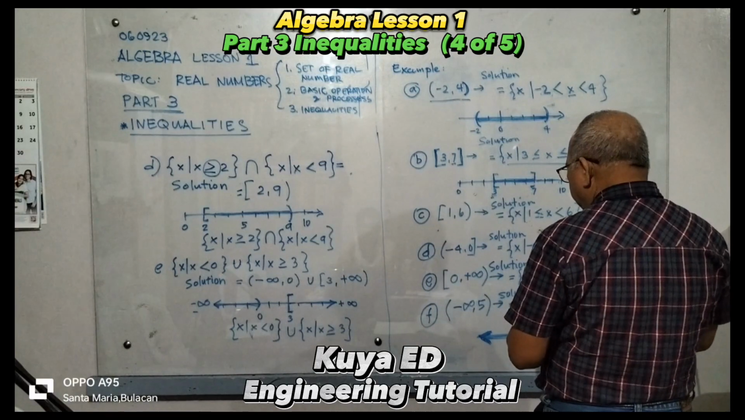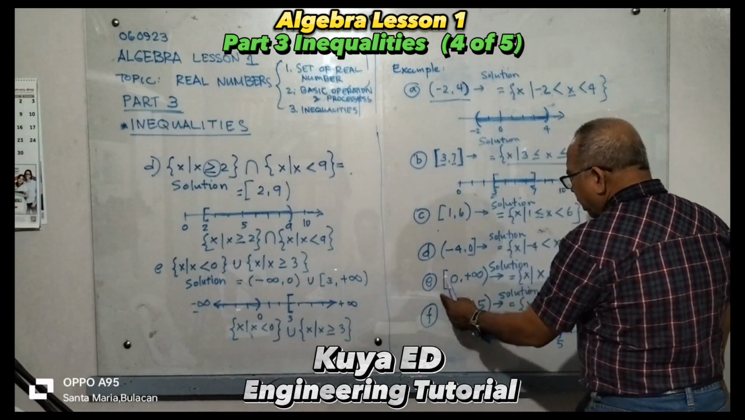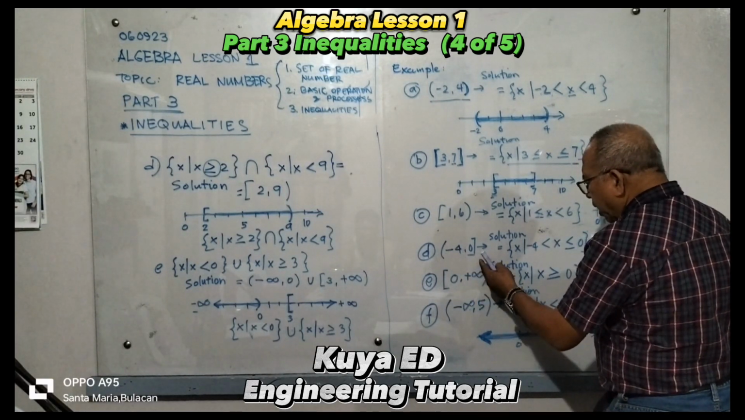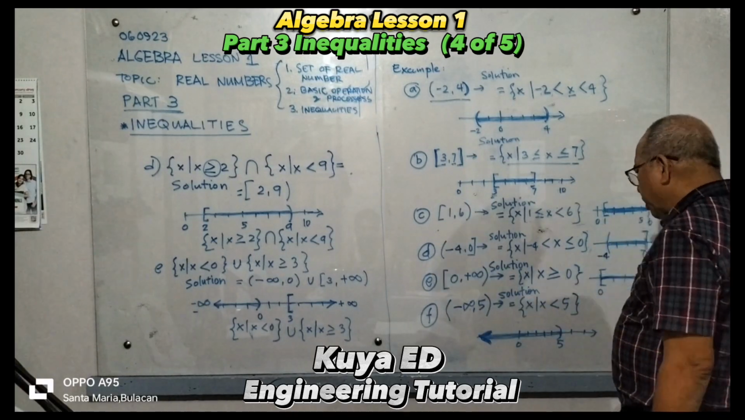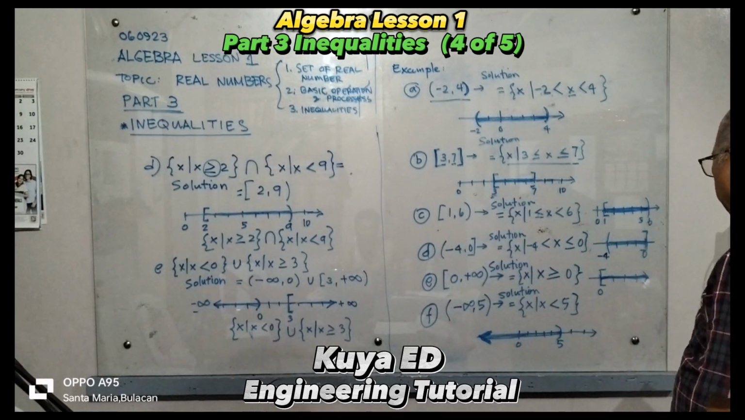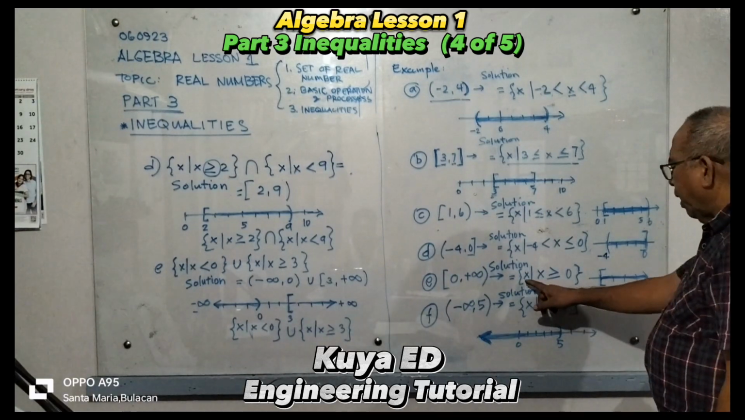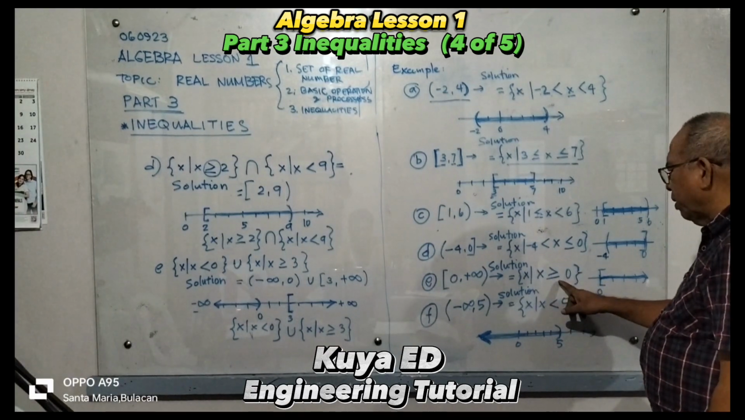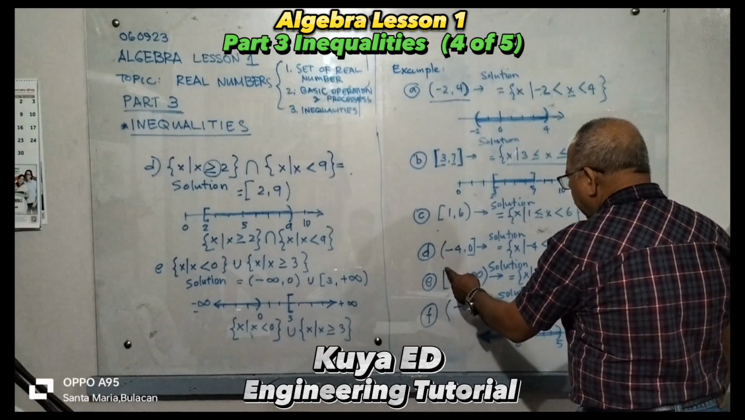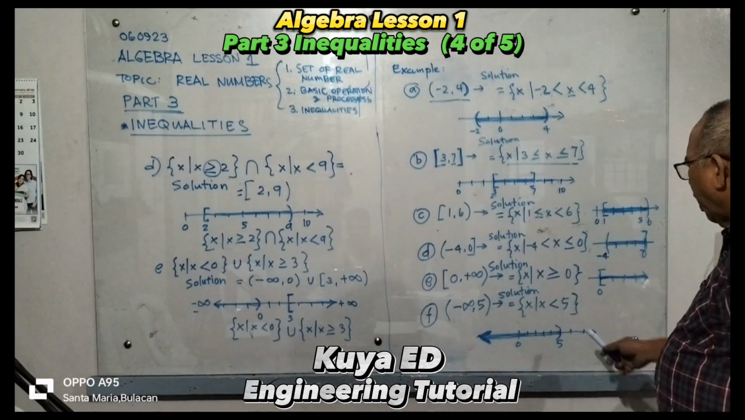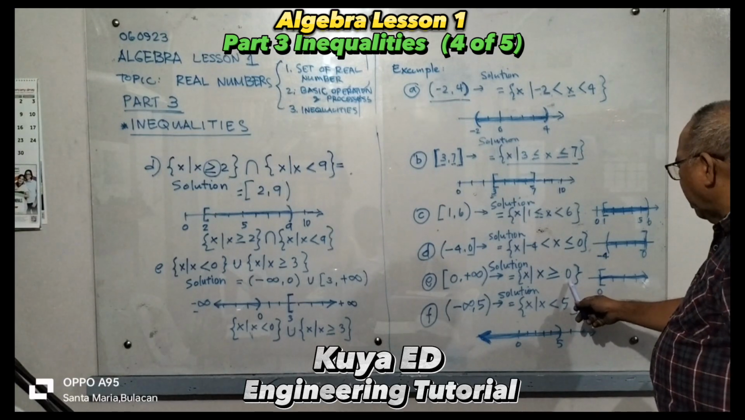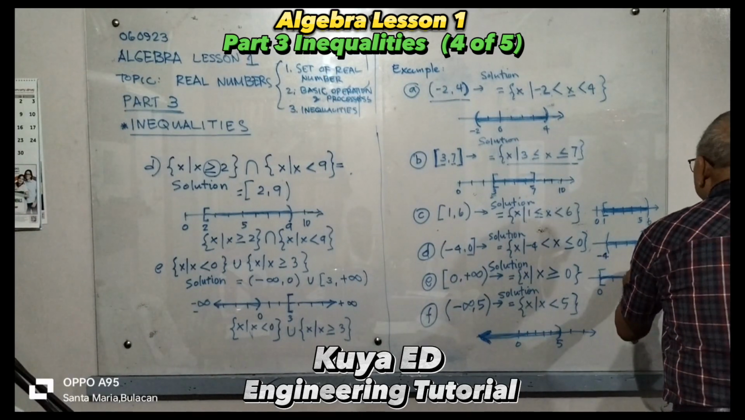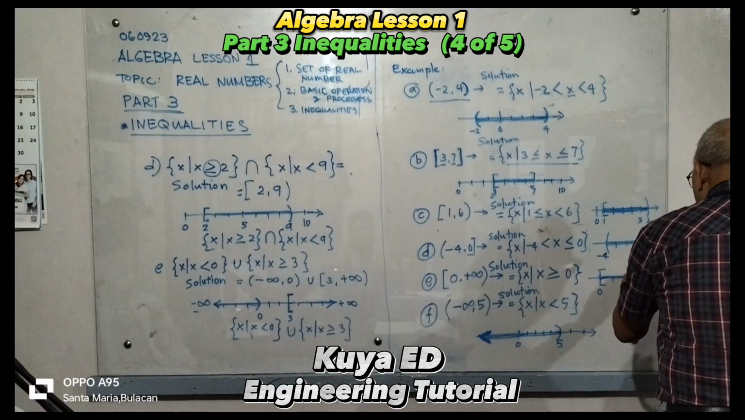Then we will go to the next. In this case, bracket 0, comma, positive infinity, then parenthesis. So therefore, in that case, x such that x is greater or equal to 0. Now, why we use that? Because of this. Now, since it is greater than 0, from 0 to infinity. So, ito na yun. Positive infinity.